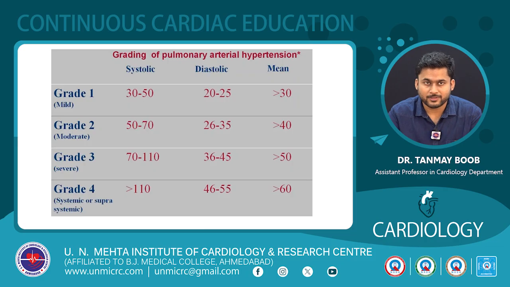Now, grading of pulmonary arterial hypertension is divided into 4 grades: grade 1, 2, 3, 4. Grade 1 when the systolic PA pressure is between 30 to 50, grade 2 when it is 50 to 70, grade 3 when it is 70 to 110, and grade 4 when it is suprasystemic, more than 110.